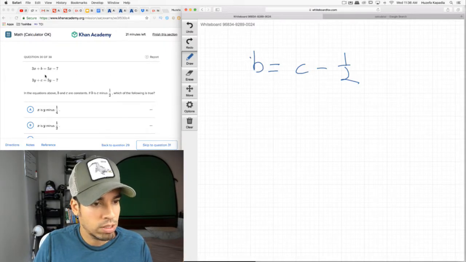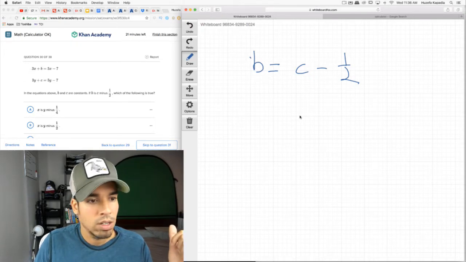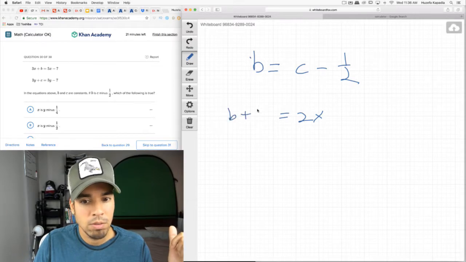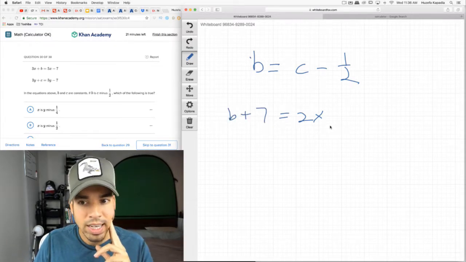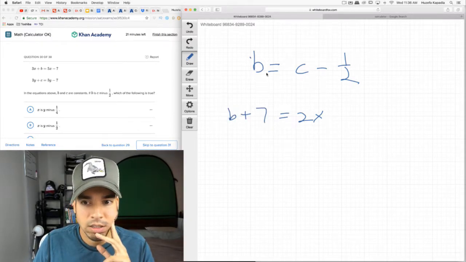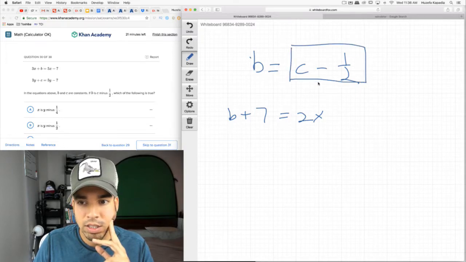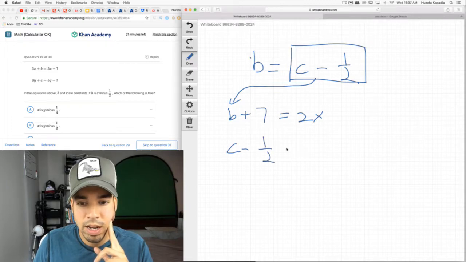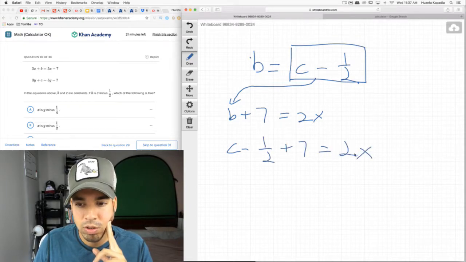So let's start to put this together. Let's isolate x. I'm going to subtract 3x, so we get 2x. I'm going to add 7 to the other side. 2x equals b plus 7. Okay, that helps. And then let's plug in this for b. And I get c minus 1/2 plus 7 equals 2x.